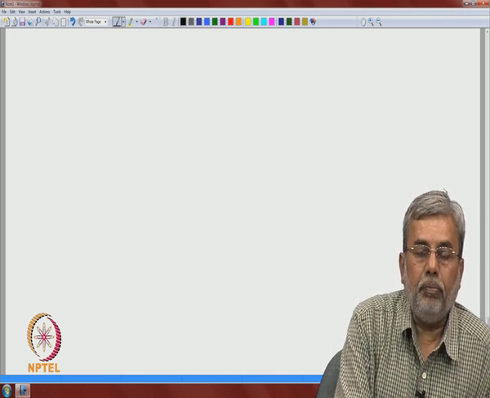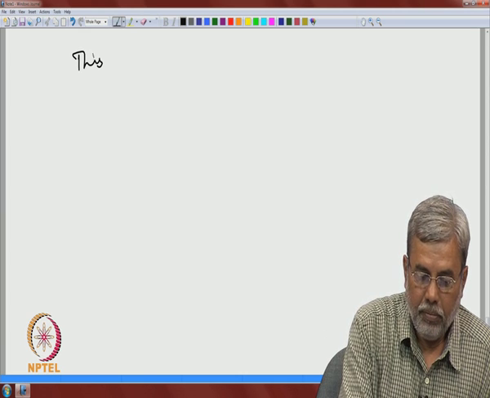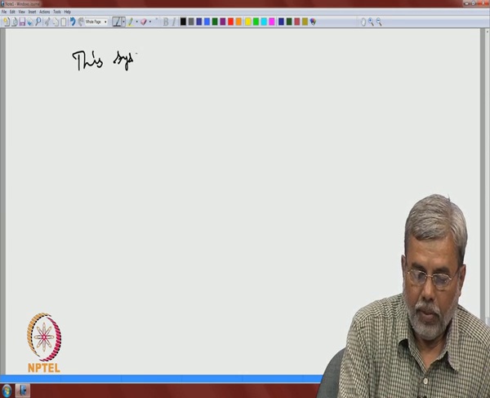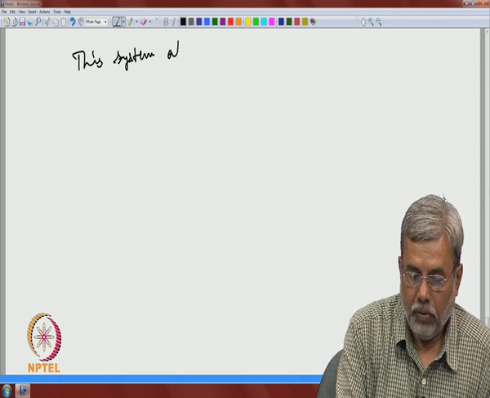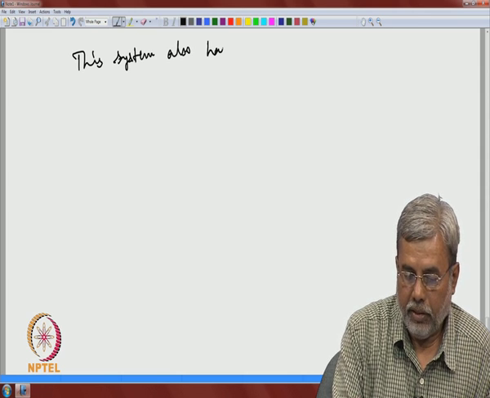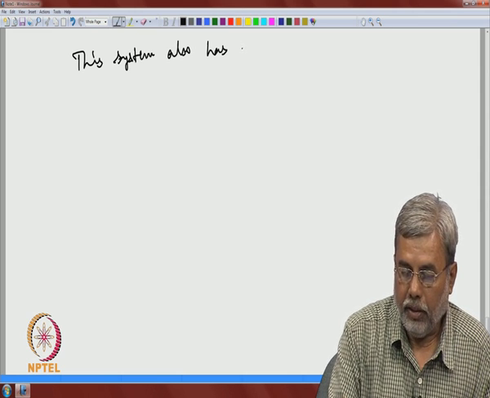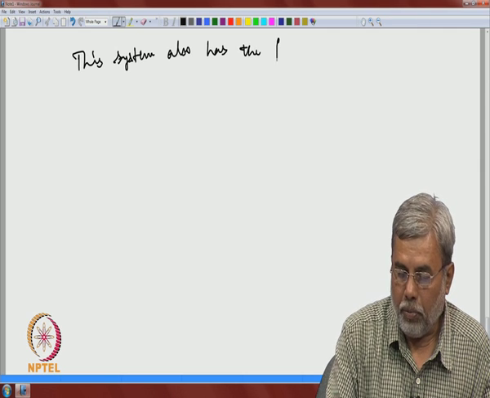So, this system also has the following equilibrium points.